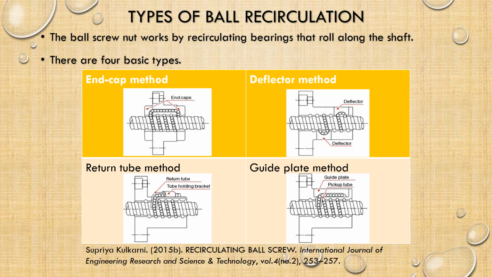There are four basic types of ball recirculation of the nut. First is an end cap method, second is a deflector method, third is a return tube method, and the last is a guide plate method.